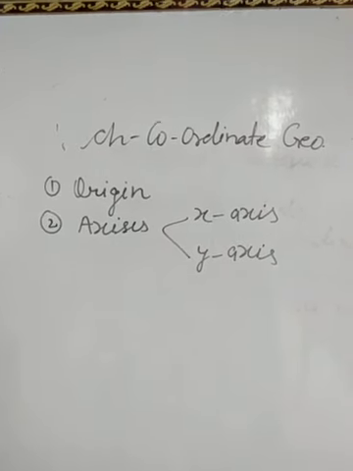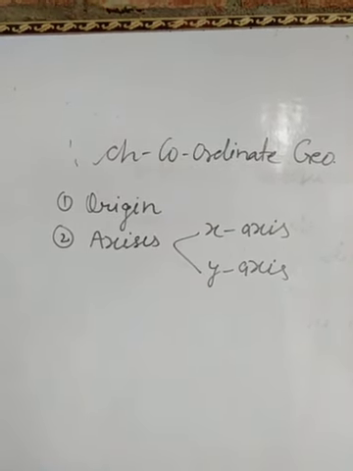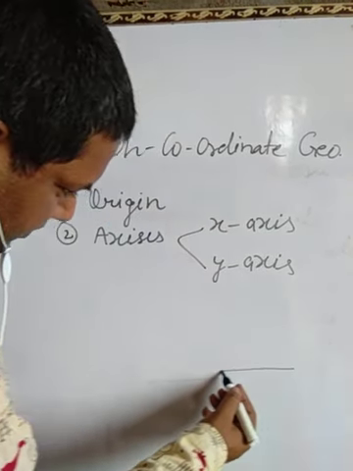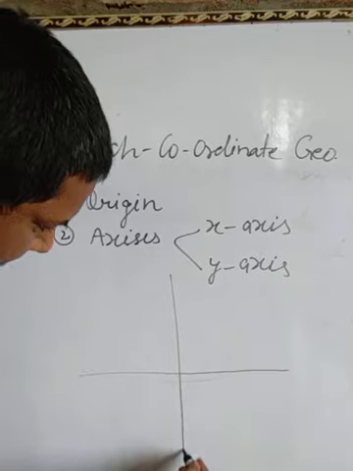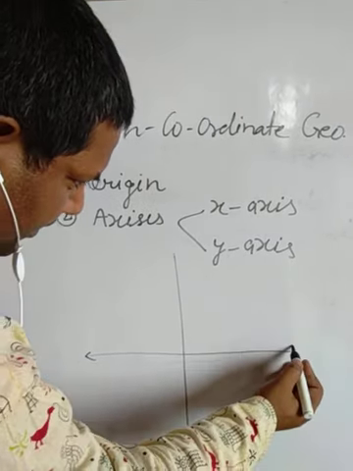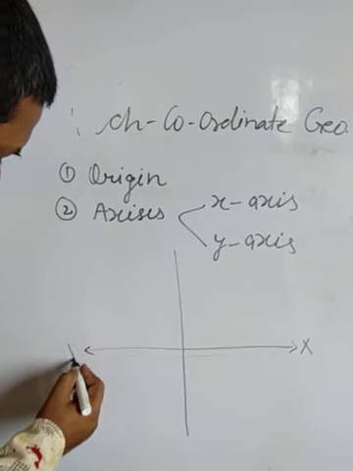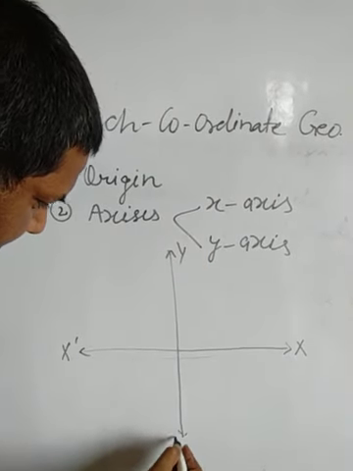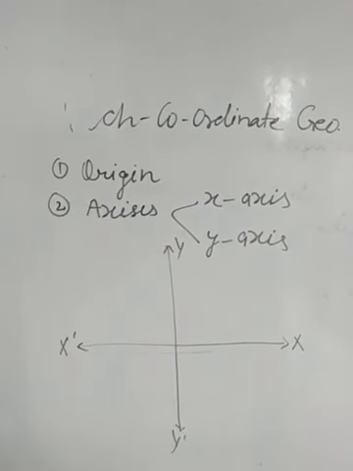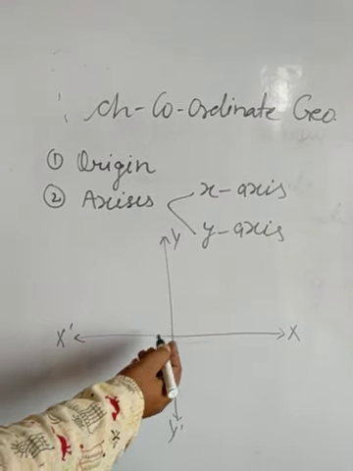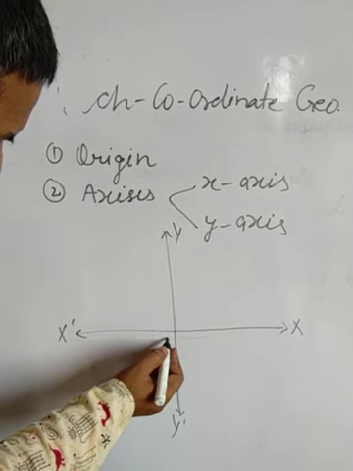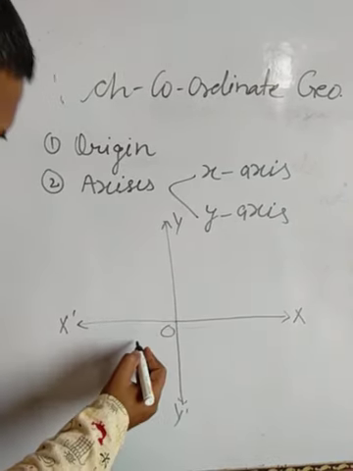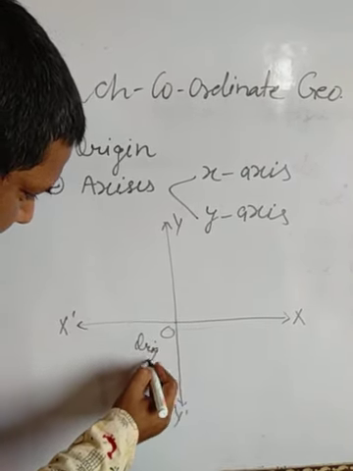Now we will draw a figure in which we will show the axes. So this is the figure. This horizontal line is x dash, and this vertical line is y dash. Both the axes are intersecting at a point. This point of intersection is known as the origin, right?